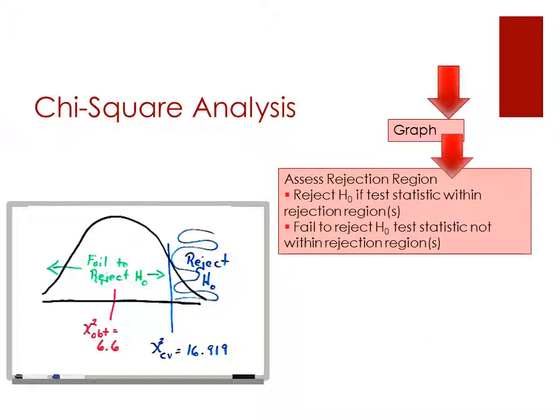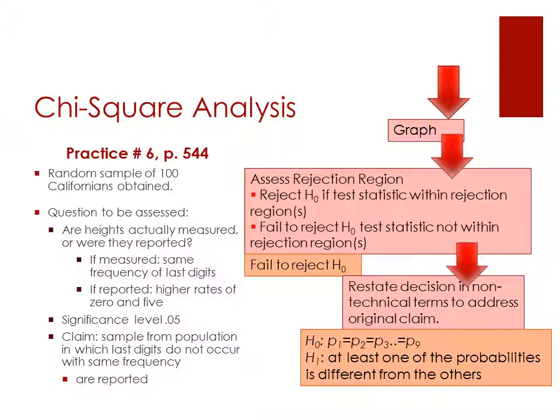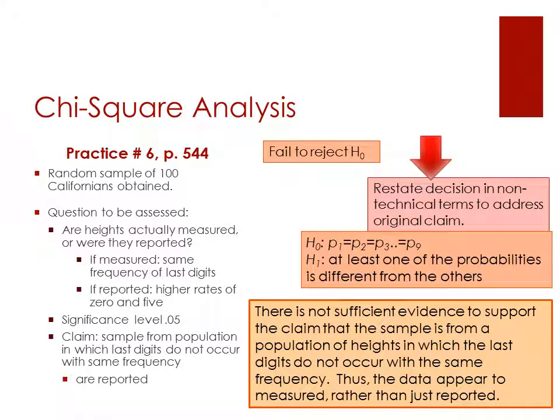Which means, of course, I've got to assess my rejection region in this particular example. Are we going to reject the null, or are we going to fail to reject the null? Well, here we're going to fail to reject the null. So we're reaching the end of this problem. What are my next steps that I have to complete? Well, I've got to restate the decision in non-technical terms, and I've got to address our original claims. So here's our null and our alternative hypotheses again for us to work with. Again, make sure you're referencing those.